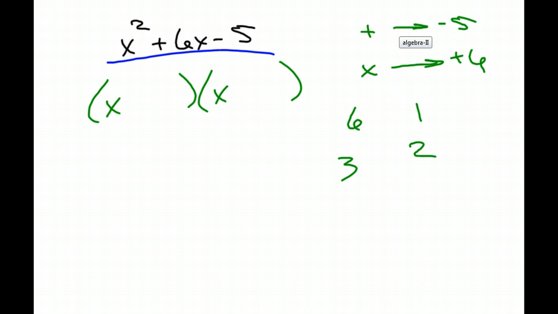So now what you've got to look at is what is going to give you a +6 and a -5. Can you ever add a 3 and a 2 together to get a -5? Yes, you can. If this is negative 3 and that's negative 2, you get -5. If you take those two negative numbers, -3 and -2, and multiply them together, are you going to get a +6? Yes. Okay, so that works.